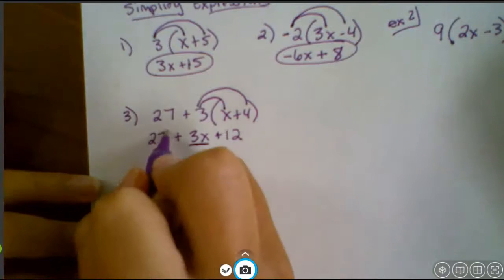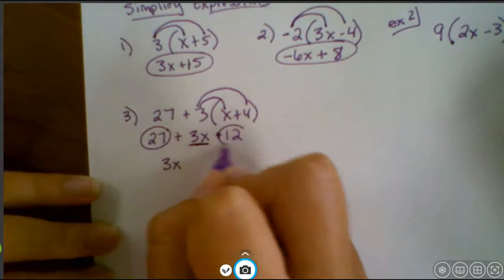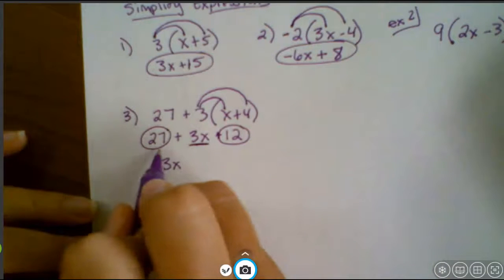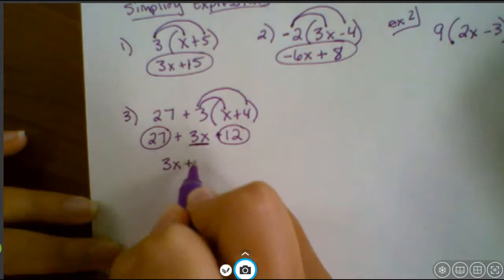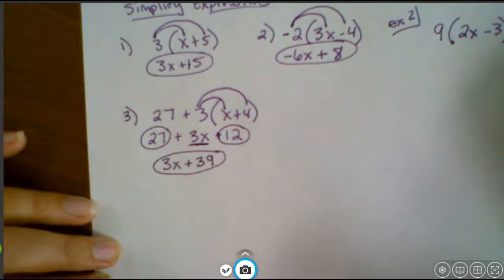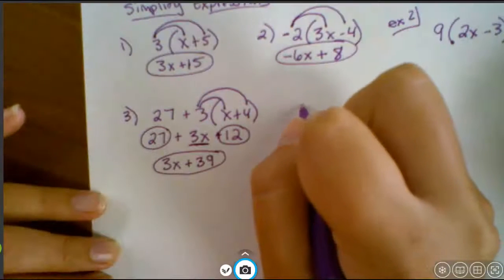However, my 27 and my 12, neither one have an x. They're both constants. They're just numbers. So I can put those together. 27 plus 12 would be positive 39. And that would be simplified. Let's try another one like that.